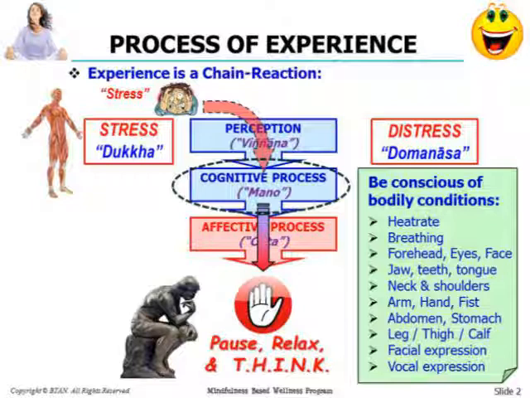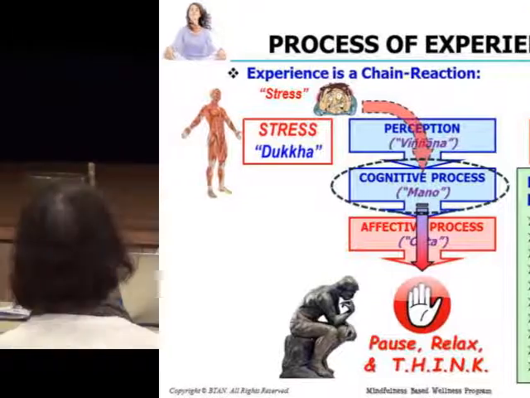When you realize that is happening, you know that you are unconsciously emotionally aroused. You are already very emotionally excited. And the neck and the shoulders, the arm and the hand and the fist and the abdomen and the stomach, various parts of your body are tensed, including the leg, the thigh, the calf, right? And facial expressions are being tensed up, your cheeks and even your voice. So be aware that when these things are happening in your body, your mind is already disturbed.